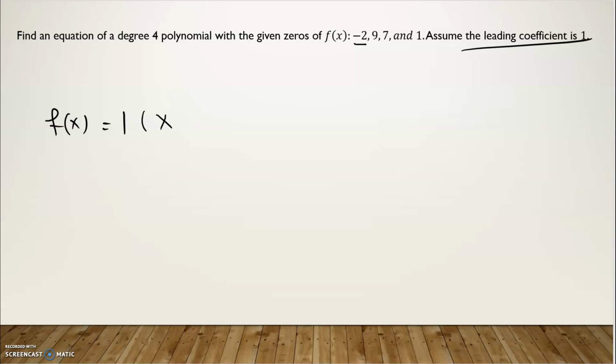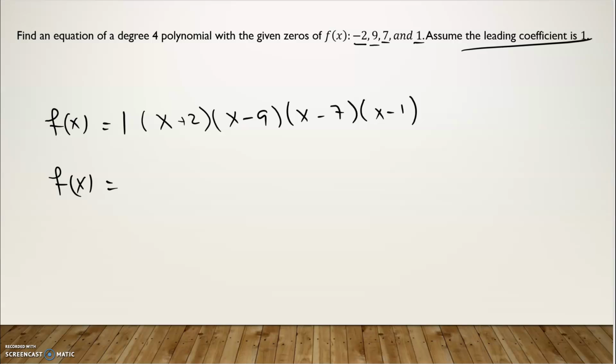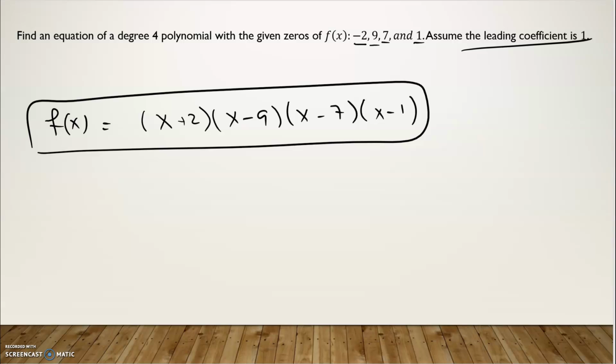X, okay, I'm going to take this one. That's going to be plus 2. Take this one. This is going to be x minus 9. Take this one, x minus 7. And this one, x minus 1. So to rewrite it, all I really need to do is take away that 1 because it's assumed. And then there's my equation right there.